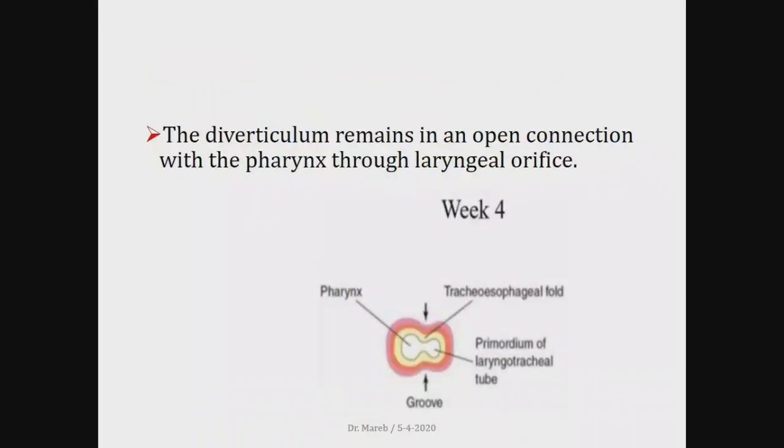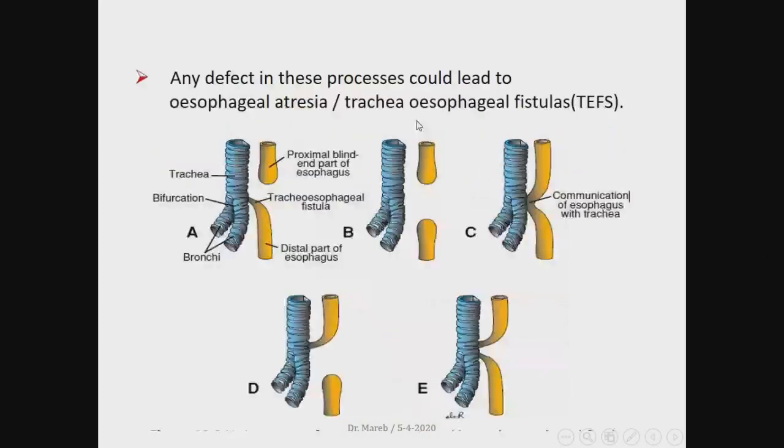The respiratory diverticulum remains in an open connection with the pharynx through the laryngeal orifice. Any defect in this process could lead to esophageal atresia and tracheoesophageal fistula. The tracheoesophageal fistula is a birth defect that occurs in 1 in 3,000 births. There are 5 types of tracheoesophageal fistula.